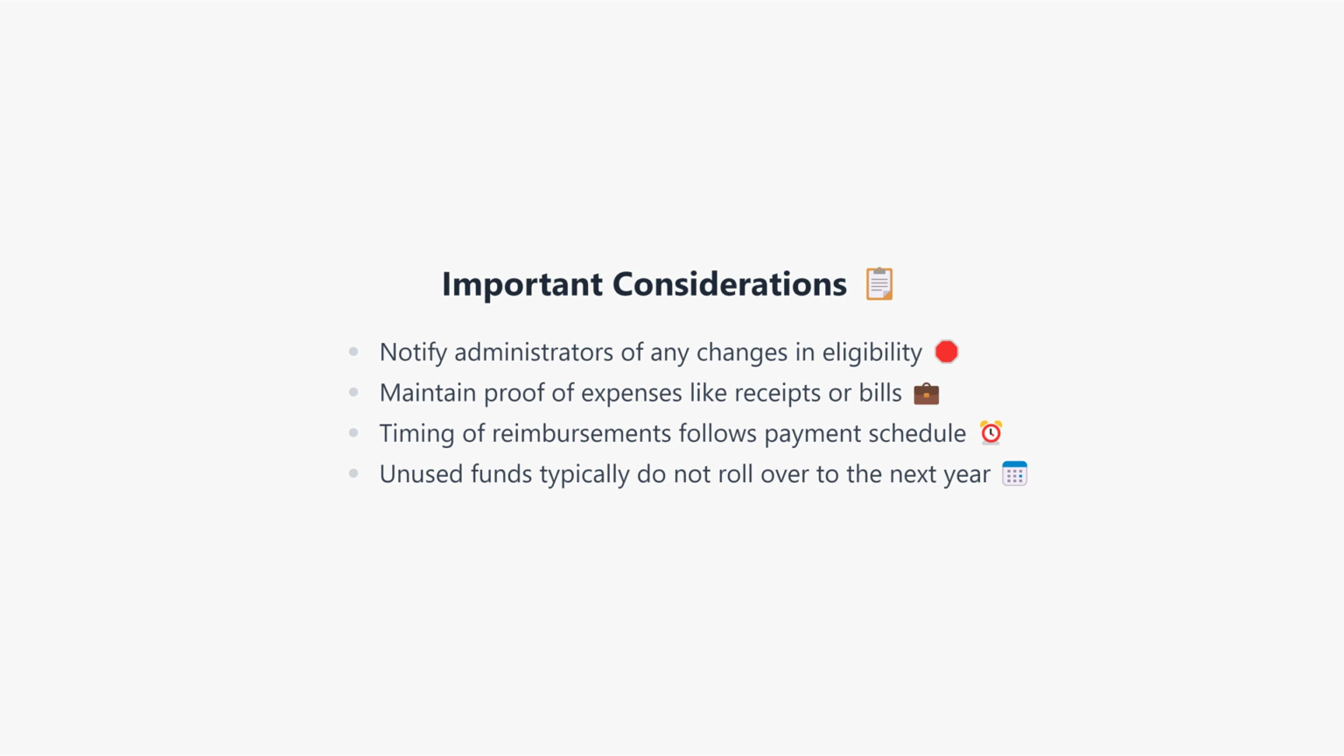Several key considerations can affect how you manage your account. Notify your administrator of any changes in eligibility, such as employment status changes or adjustments to dependents. Keep proof of expenses, like receipts. Remember that the timing of reimbursements usually follows a set schedule. And very importantly, unused funds do not typically roll over to the next year.